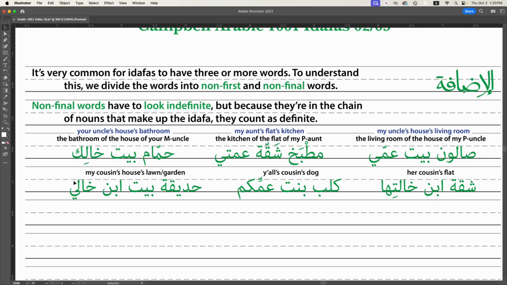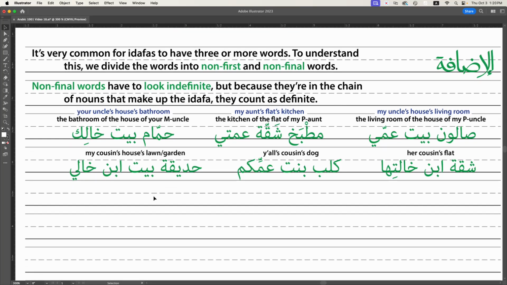And again, this sounds odd to Americans for the most part, to have to figure out and state how the person is related to you. But this is really common in Arabic, so you have to learn to do it. So the garden of the house of the son of my uncle, or my cousin's house's lawn or garden. It would depend upon context here.